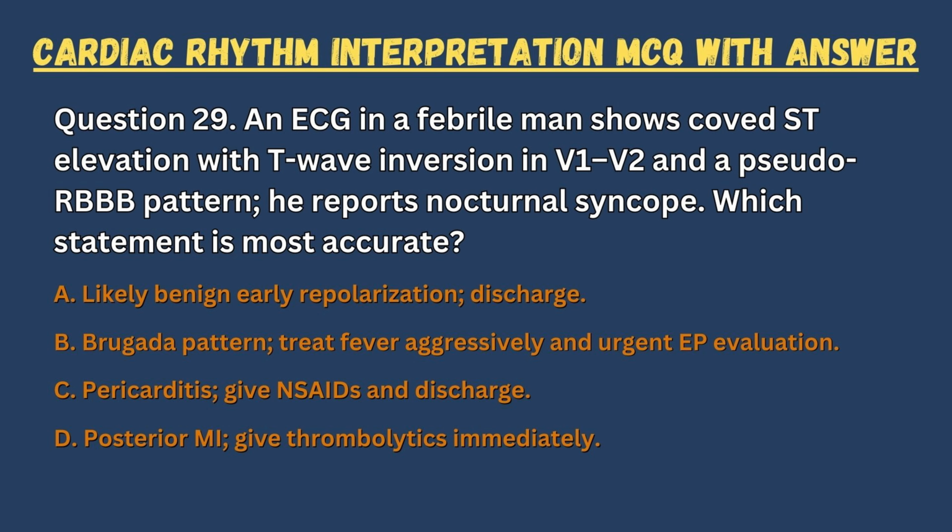Question 29. An ECG in a febrile man shows coved ST elevation with T-wave inversion in V1, V2, and a pseudo-RBBB pattern. He reports nocturnal syncope. Which statement is most accurate? A. Likely benign early repolarization, discharge. B. Brugada pattern. Treat fever aggressively and urgent EP evaluation. C. Pericarditis. Give NSAIDs and discharge. D. Posterior MI. Give thrombolytics immediately.